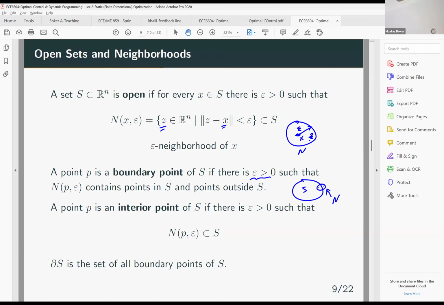A point B is an interior point of S if there is epsilon positive such that the ball is inside S. So for example, we have S here. If the ball here, so this is N, this is the ball N, we say that this is an interior point. So this is an interior point. This is a boundary point.